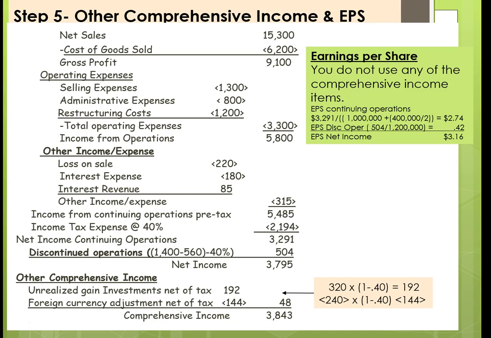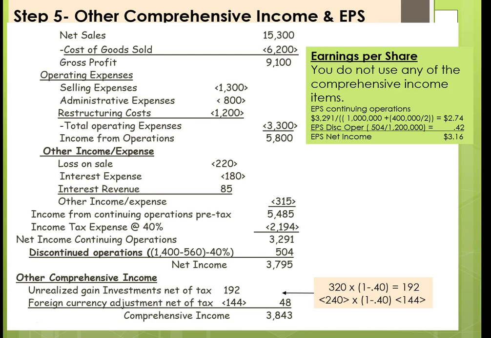Then you would separately calculate discontinued operations. That would give you 42 cents. So your total earnings per share on net income is $3.16. Remember, other comprehensive income is never included.